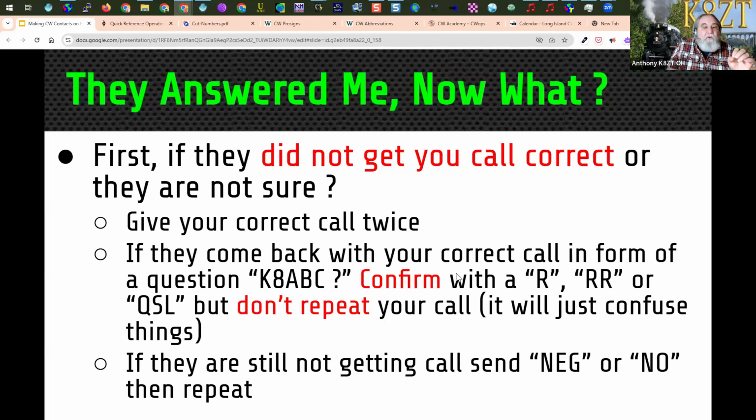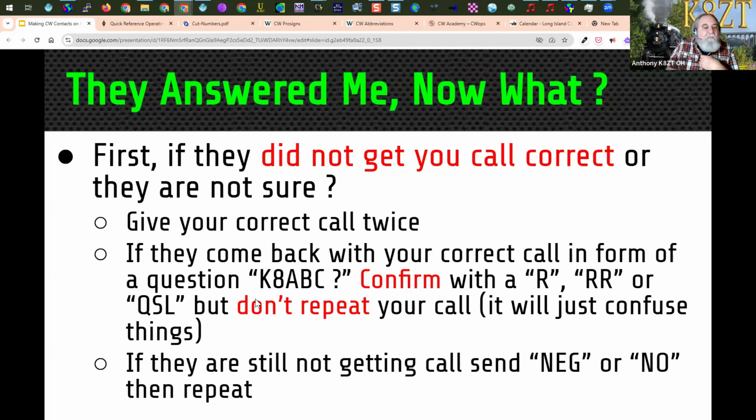If they come back with your call correct in the form of a question, so if someone sends me K8ZT question mark, that means they're asking me, is your call K8ZT? The worst thing I can possibly do is send K8ZT back to them, because that's not what they were asking. They were asking if my call was correct. If it's correct, simply give them an R or 2 Rs or a QSL. I like an RR. That tells them that they had it correct, and we're done.